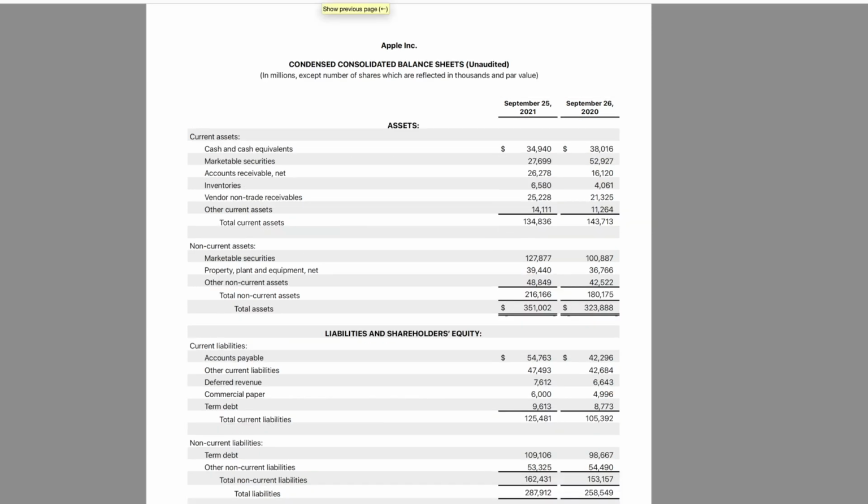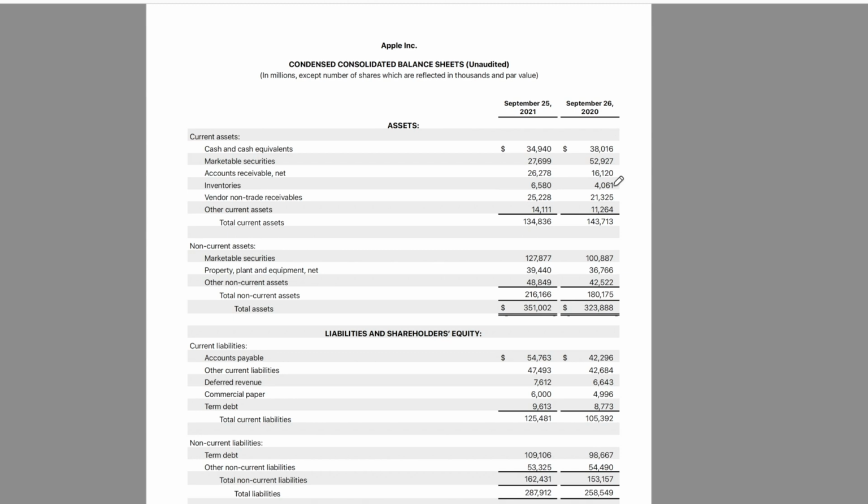Now, if we go back to the balance sheet, let's look at another category. Let's take a look at inventory. Last year, Apple had about $4 billion in inventory. This year, 2021, Apple had about $6.5 billion. So you could say inventories increased by $2.5 billion approximately.